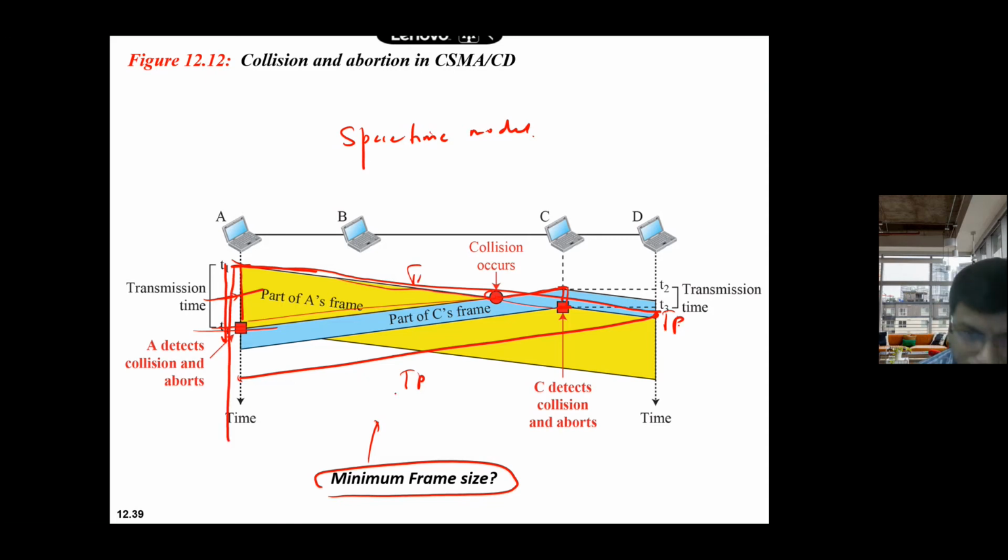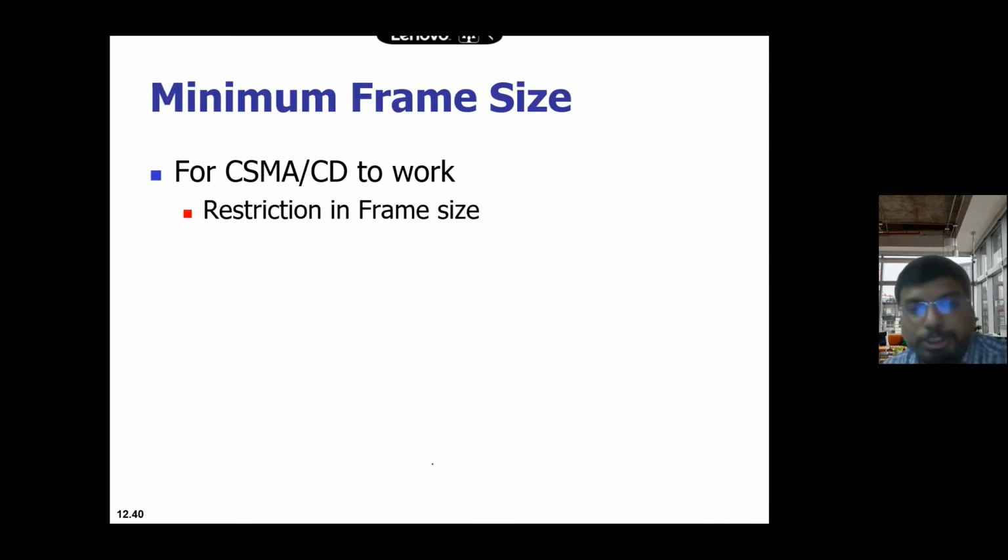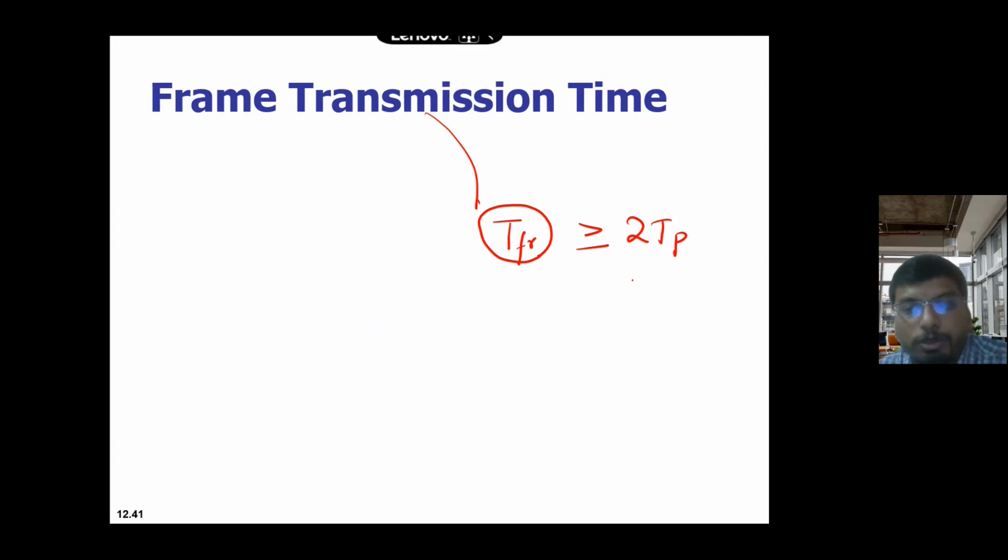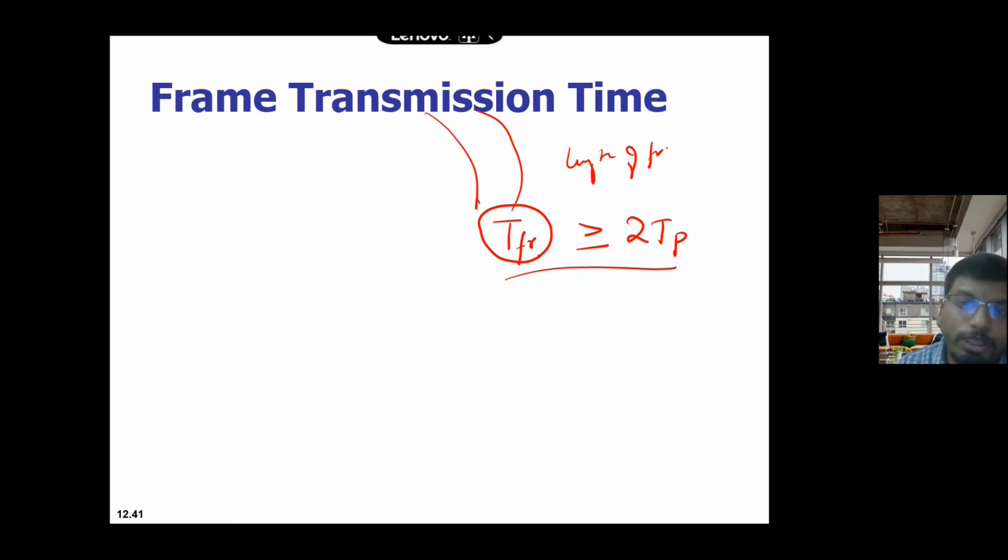During this time, the collided signal comes back to you. It will take 2 TP, right? So you have to keep transmitting till that time to see the spike happen. So that's the point here. The frame transmission time should be greater than or equal to 2 TP. And so based on this, what should be the length of the frame, if you are transmitting at a certain bit rate?